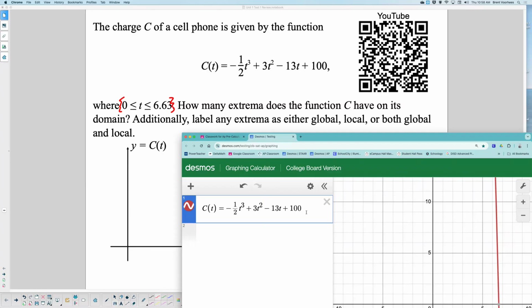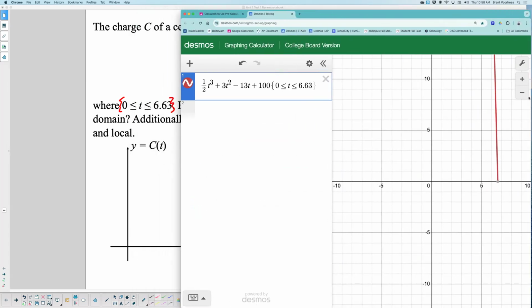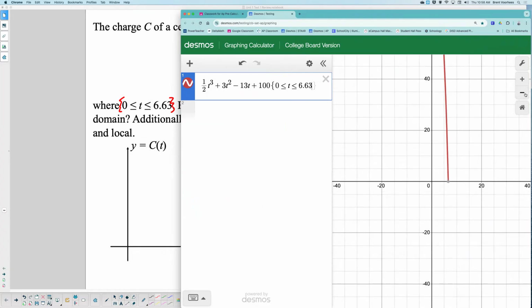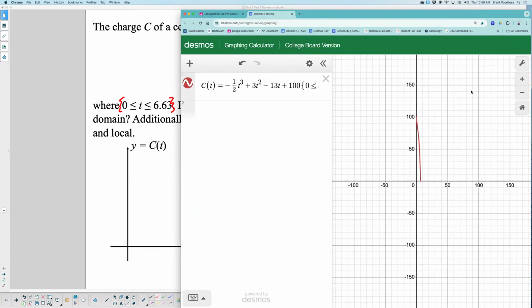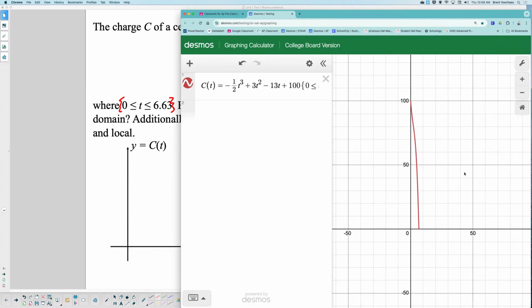So I'm going to put right after the 100, I'm going to put that squiggly bracket, 0 less than or equal to T less than or equal to 6.63. My graph right now is extending off the screen. I need to zoom out a little bit so I can see my graph. There's my graph. Probably zoomed out too far. That's the graph we're working with right there.